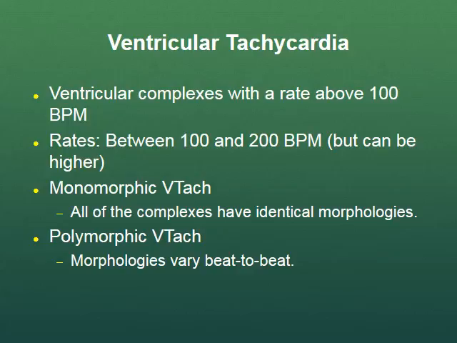Ventricular complexes, same type of deal, except our rate is going to be above 100 beats a minute. Our rates can be between 100 and 200 beats per minute. It can be higher. Monomorphic VTAC, basically all of the complexes have identical morphologies, whereas polymorphic VTAC, we're going to have varying morphologies from beat to beat.